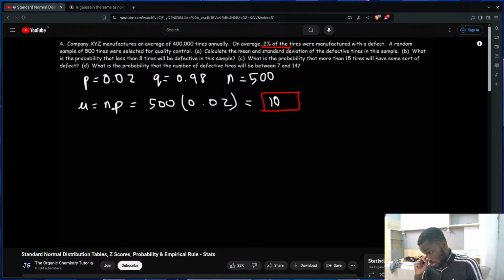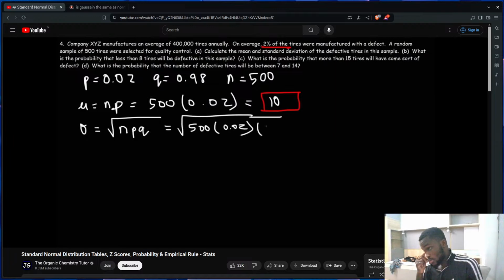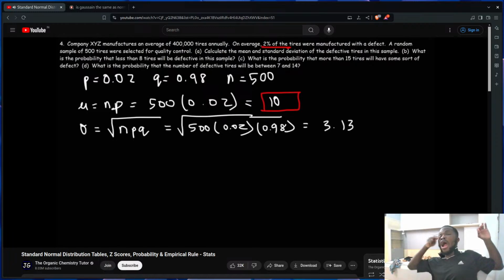Now, let's calculate the standard deviation. The formula that we're going to use is this one. It's the square root of N times P times Q. So N is 500, P is 0.02, and then Q is 0.98. So this is going to be 3.13. So that is the standard deviation in this problem. So that's it for part A. Now, part B, what is the probability that less than 8 tires will be defective in the sample?